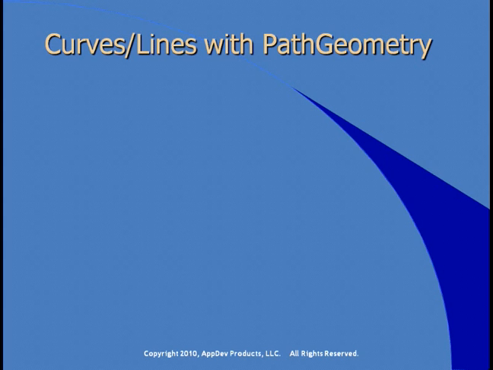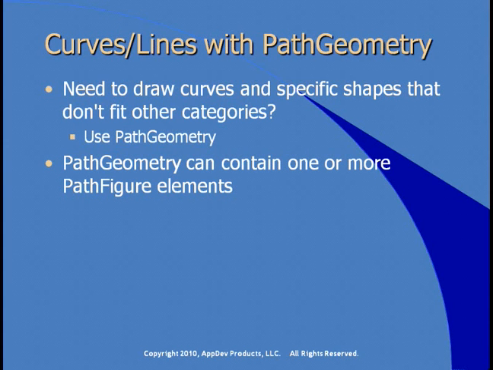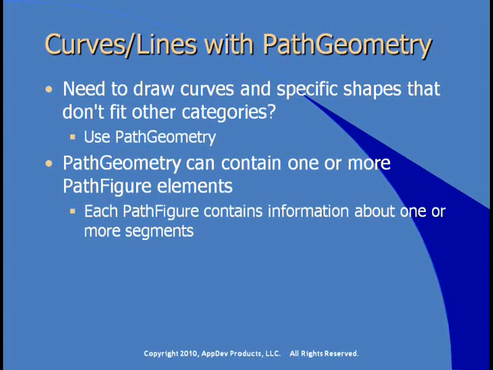You've seen how to use the geometry classes like ellipse, rectangle, and line to create geometries that represent simple shapes. But what if you need to draw curves and specific shapes that don't fit other categories? In that case, you use the path geometry. It lets you define almost any kind of path. The path geometry can contain one or more path figure elements, and each path figure element contains information about one or more segments, lines, or curves.